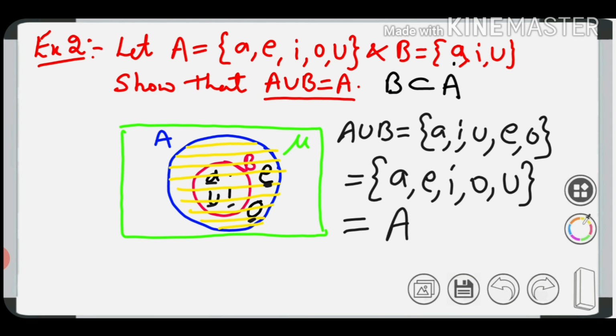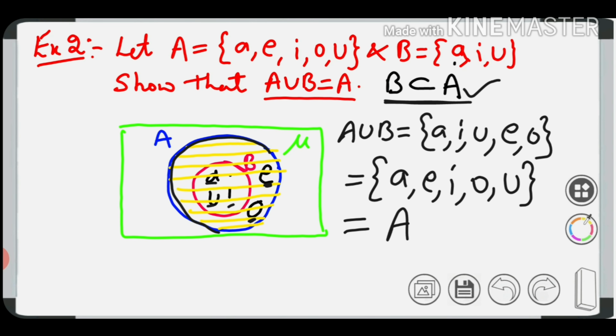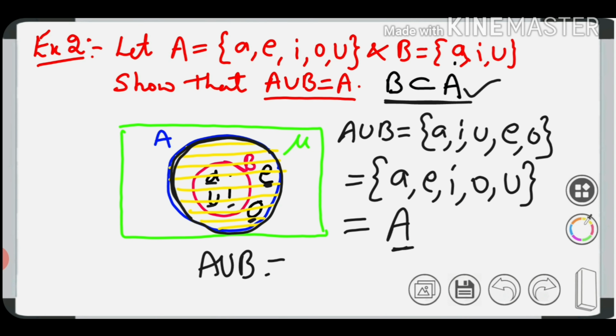So if you observe the Venn diagram, when B is a subset of A, here A is the big set. So when we are doing the union, you will get the big set as the answer. That means you will get capital A as the answer. If you do A union B, you will get capital A as the answer. Okay.